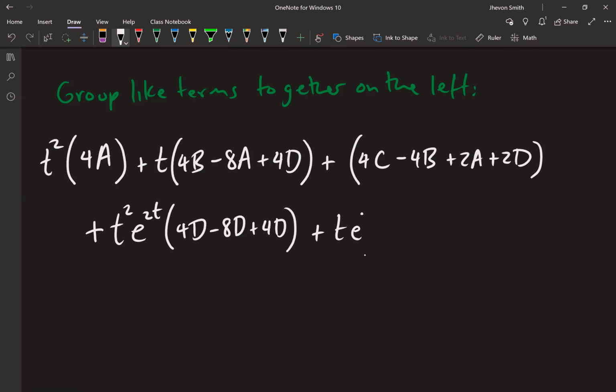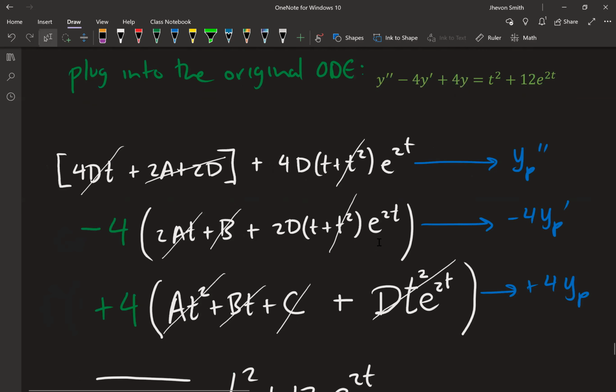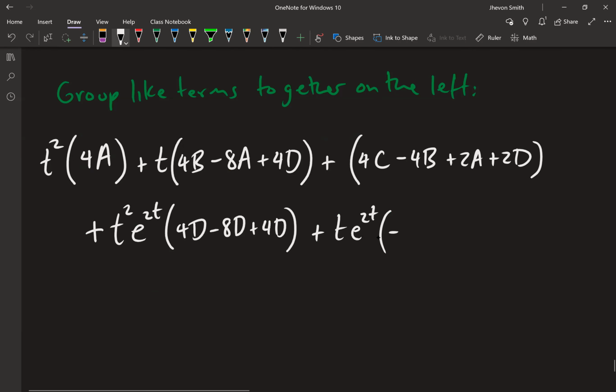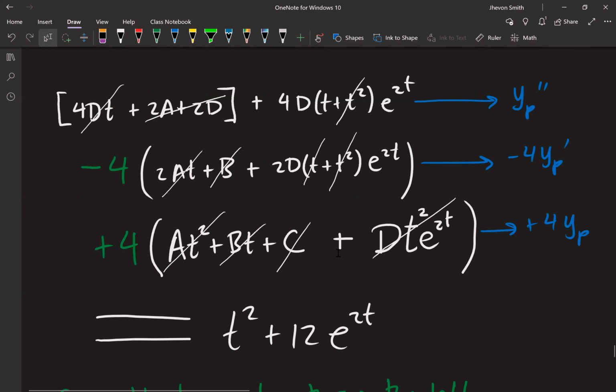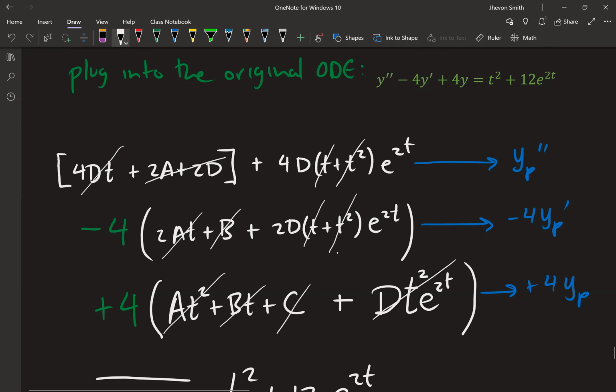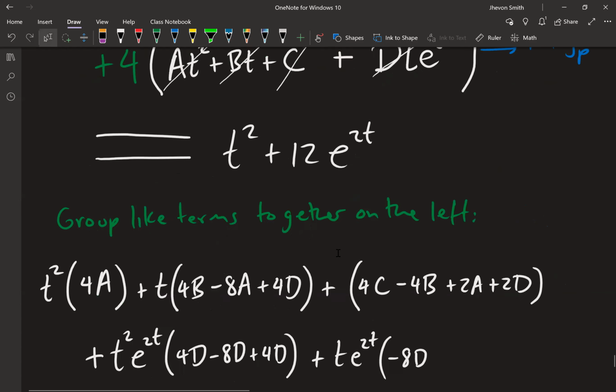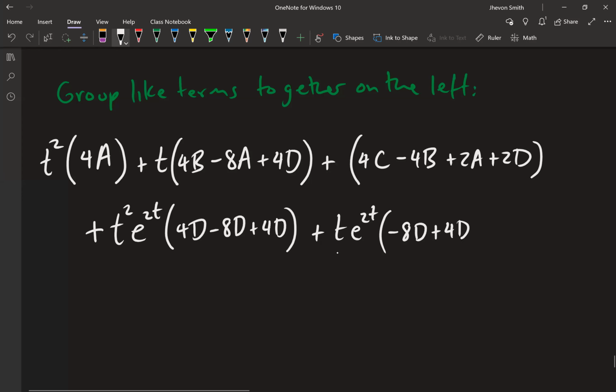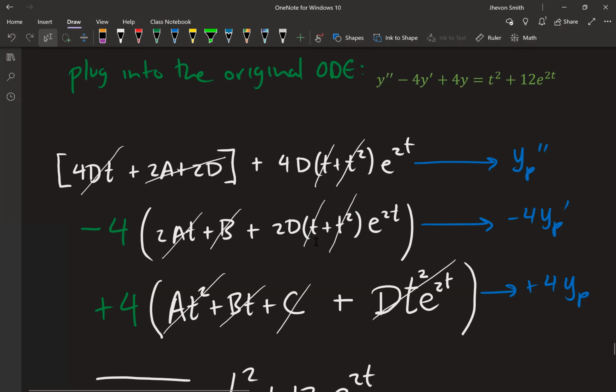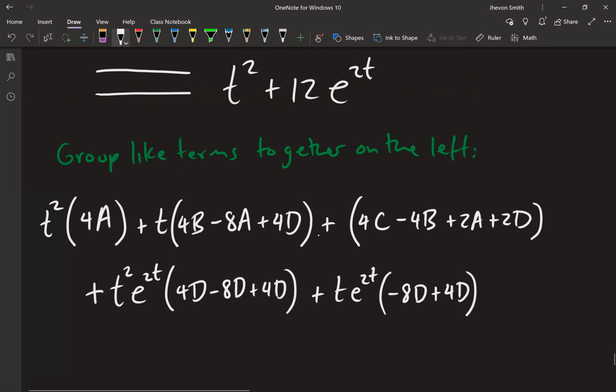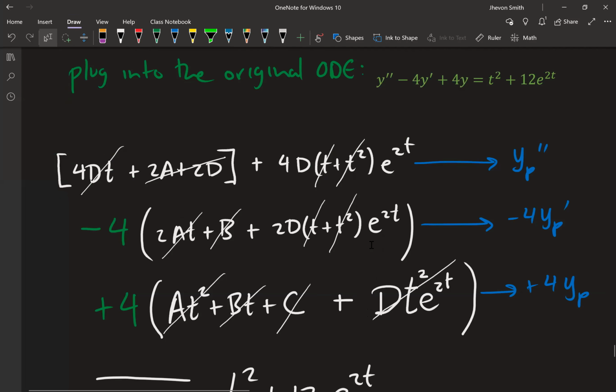Plus, where are all my t e to the 2t's at? I have one here. I have one here. That's minus 8d. And I have one here. That's 4d. That's all of those guys. Plus any guys just attached to e to the 2t. Nope, there's no one just attached to e to the 2t.